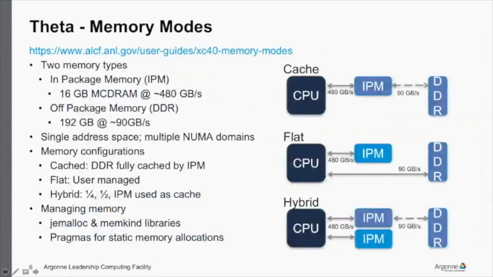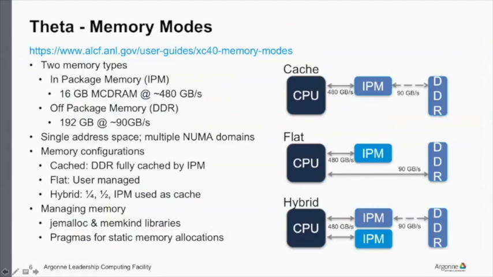A little more detail on the memory modes. This is one of the things I think that is unique to the KNL. There are two types of memory on the node. There's the DDR4 memory and the high bandwidth memory. And your application can access these memory address spaces in a number of ways.